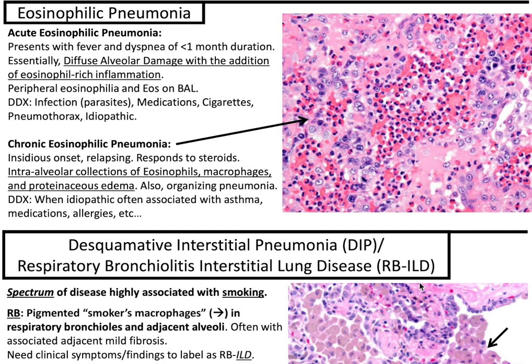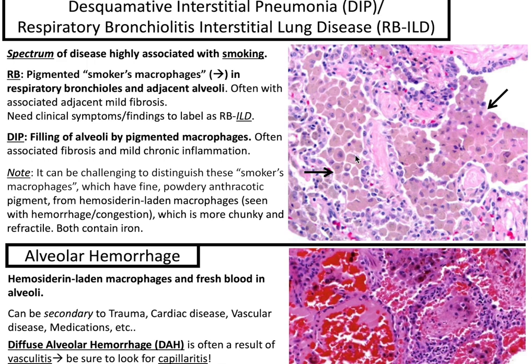Chronic eosinophilic pneumonia, this is an insidious onset and relapsing. It responds to steroids. Histologically, you'll see intraalveolar collections of eosinophils, macrophages, and proteinaceous edema. Also, you can see features of organizing pneumonia. Your differential diagnosis, when not idiopathic, is often associated with asthma, medications, and allergies. Desquamative interstitial pneumonia, DIP, or respiratory bronchiolitis interstitial lung disease, RBILD. This is a spectrum of disease highly associated with smoking.